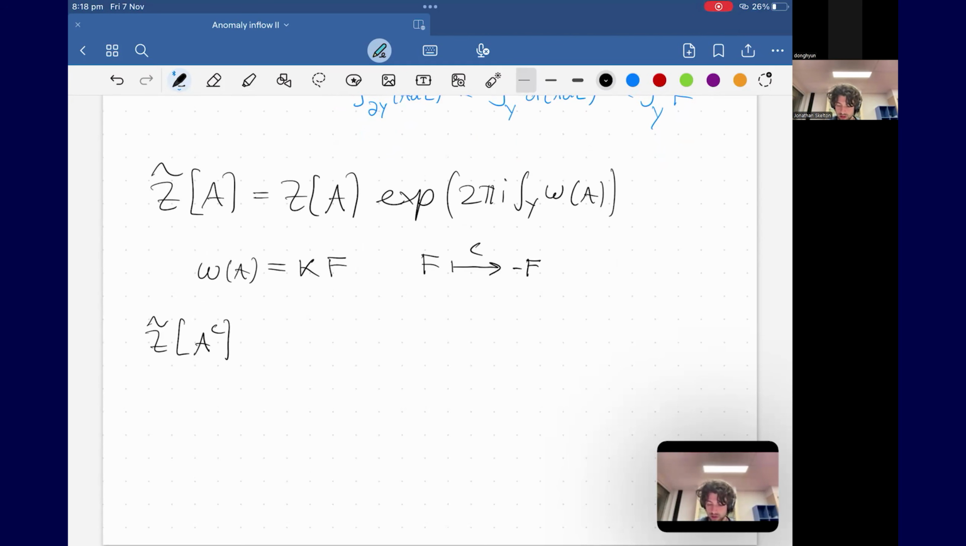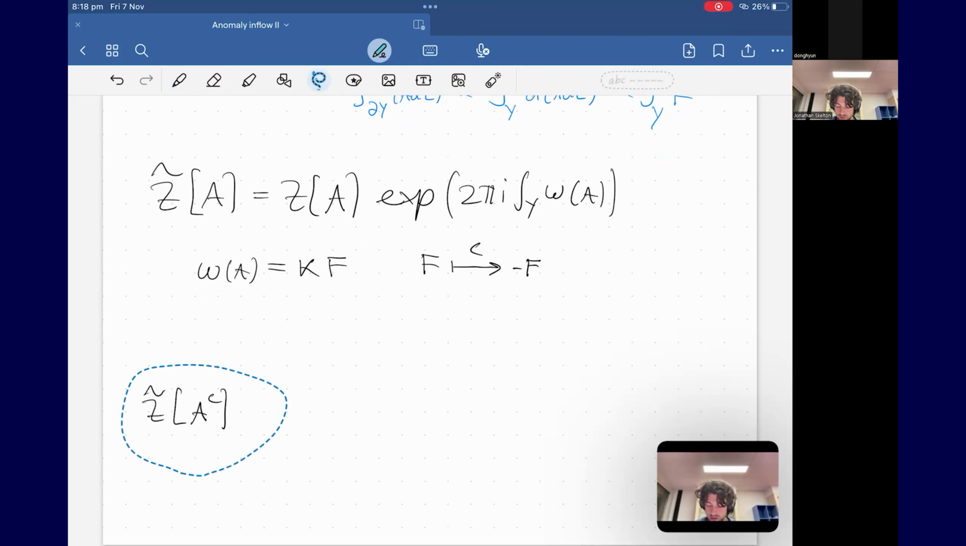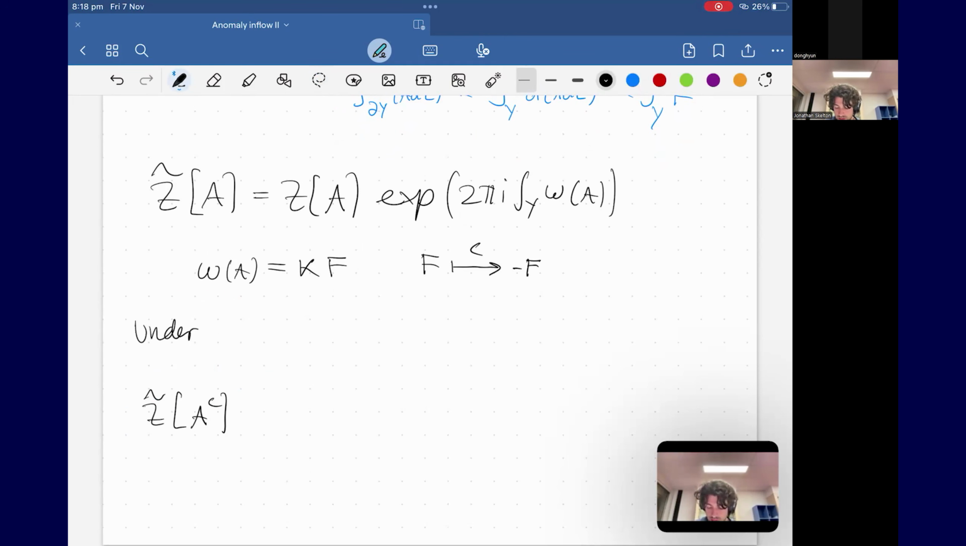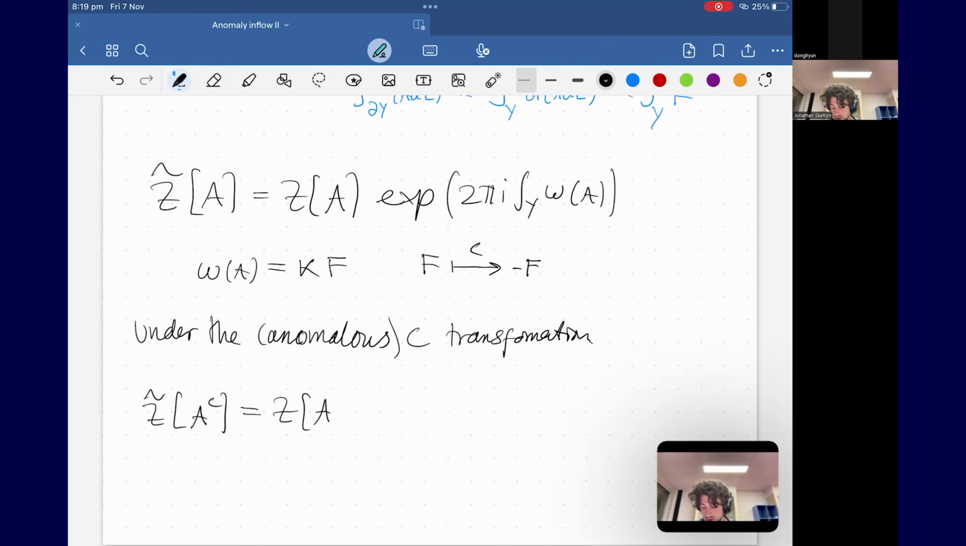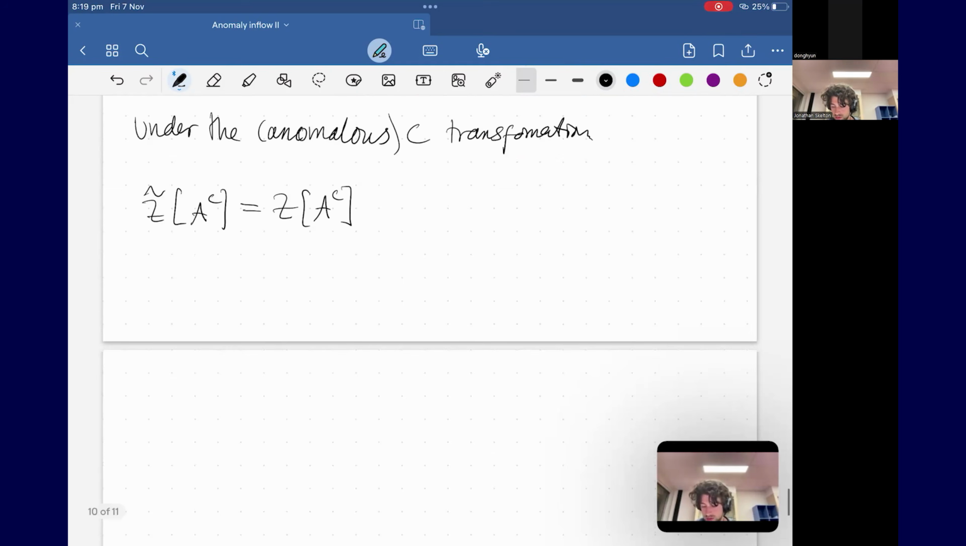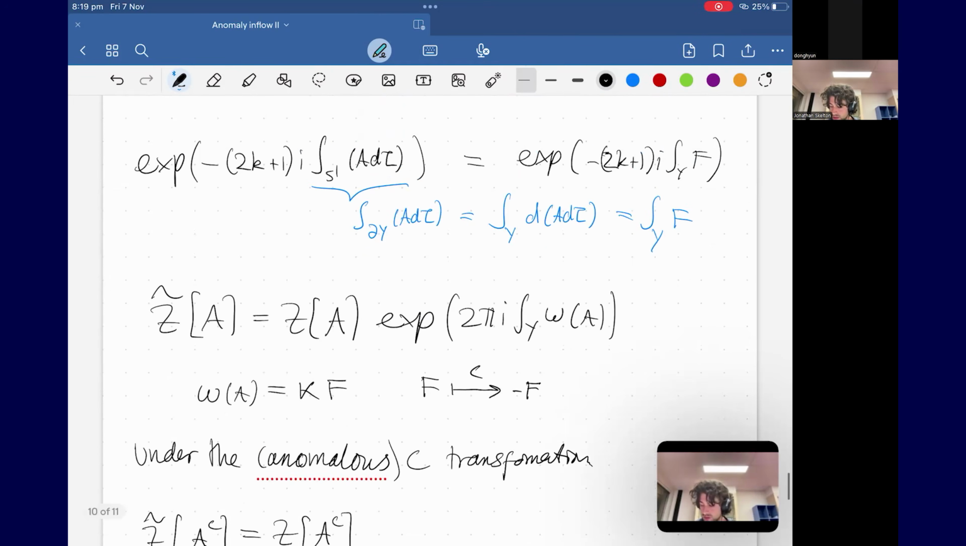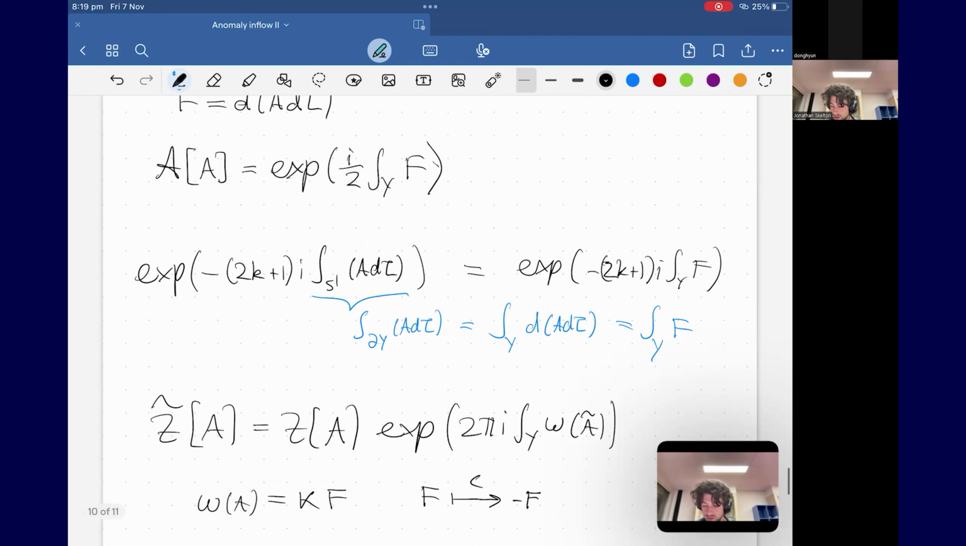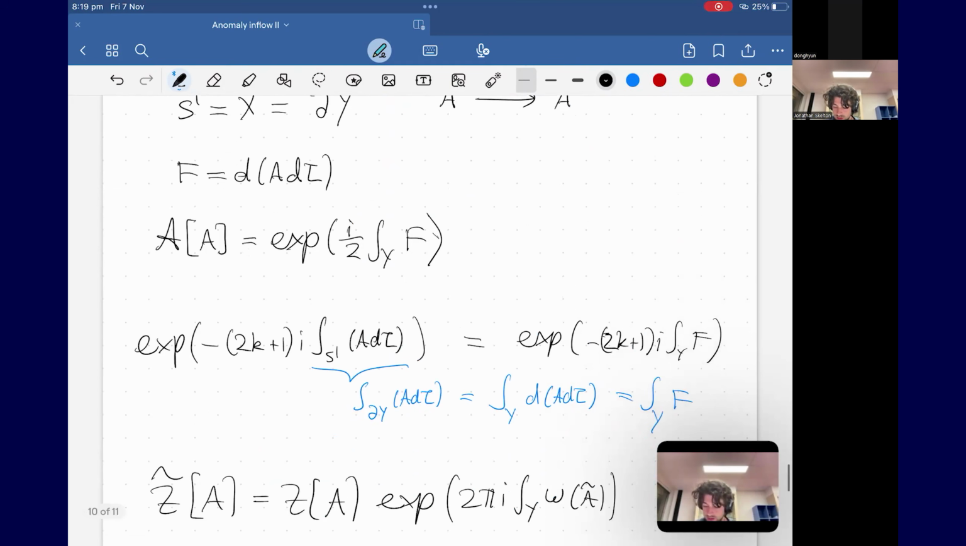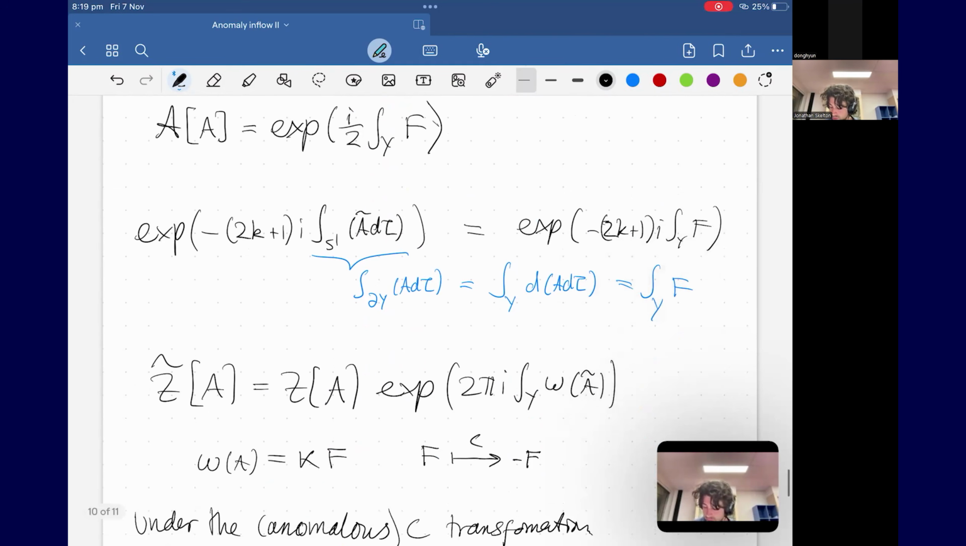So now let me write this here. Under the anomalous C transformation, this is then going to be equal to ZAC. Oh, of course, these are extended. I'm going to just put arrows on here to make it clear that these are extended. So this is well defined.